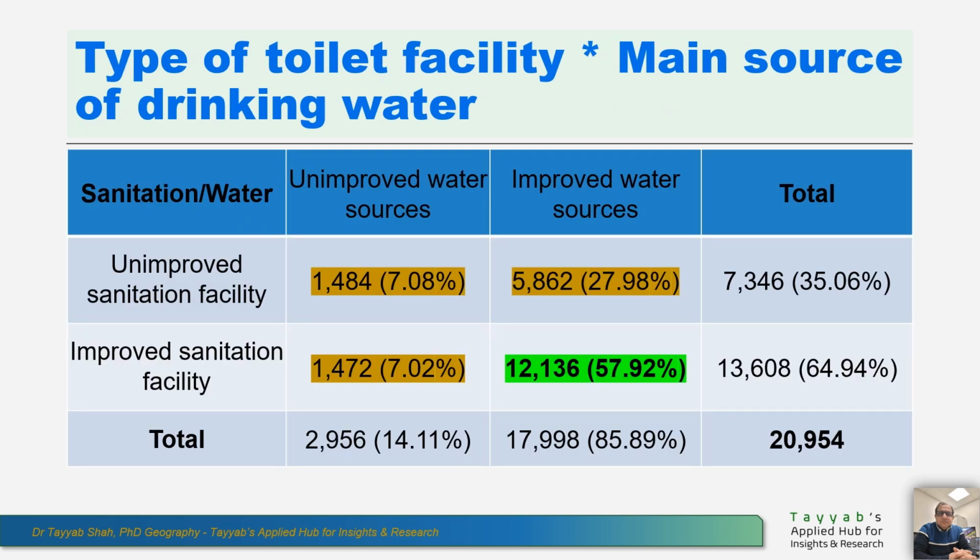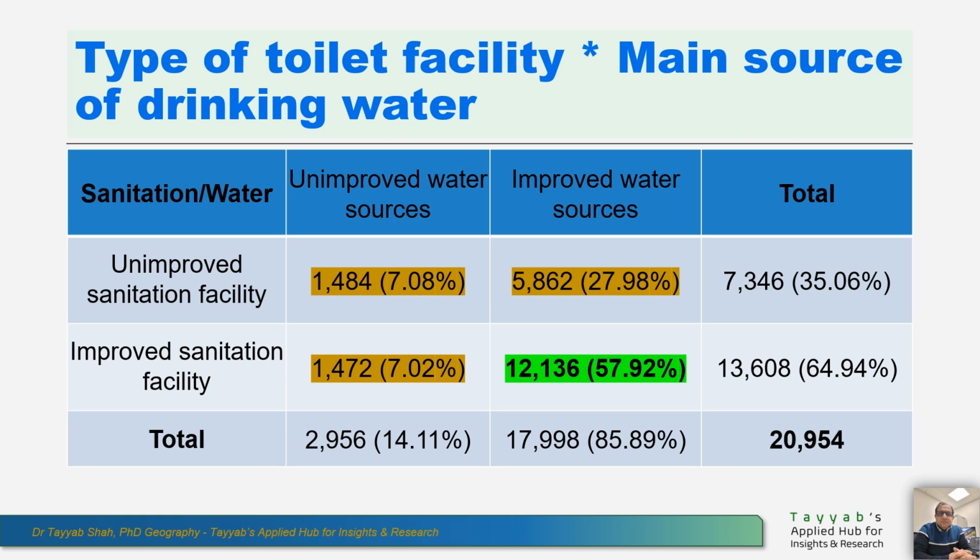So if you look at these two questions, the actual dependent variable where we have a 1 is 57.9% of the households in this survey. They have both improved water sources and improved sanitation facilities. That's my dependent variable, coded as 1.